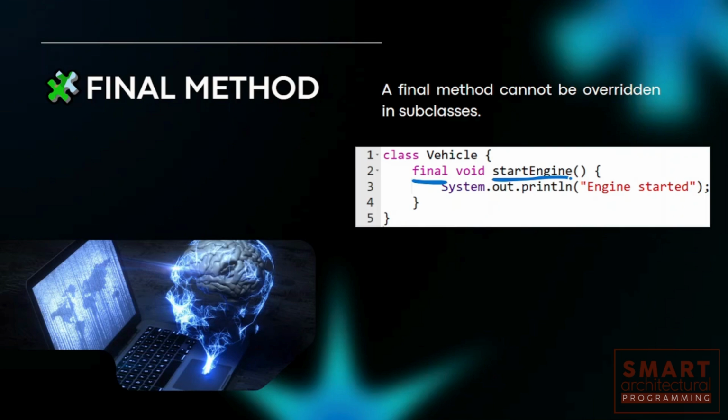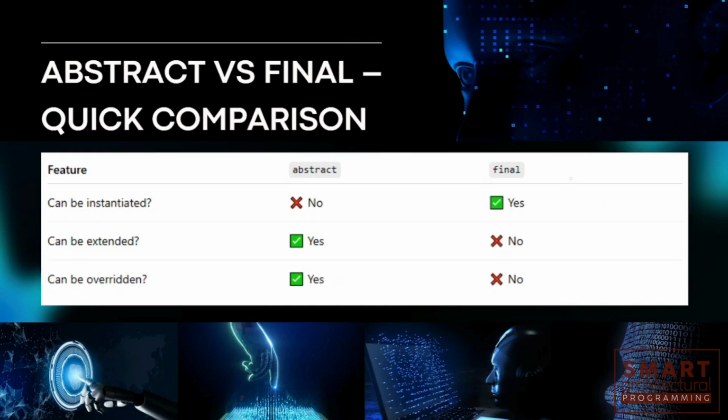So now that we have that basic understanding, let's summarize the key differences between them in this table here. So a quick comparison between abstract, as you can see here, and final, as you can see here. Can they be instantiated, which means can they be used to create new objects? With abstract, no, you cannot do that. With the final keyword, it allows you to create objects based on that blueprint.